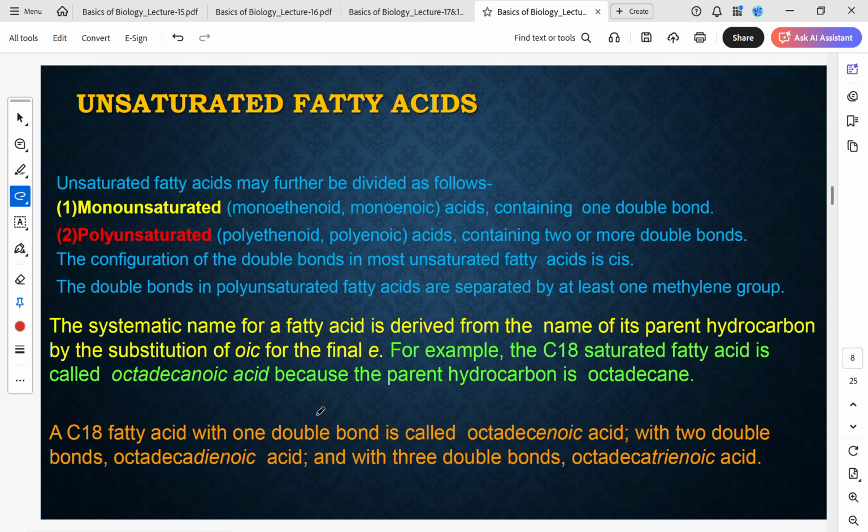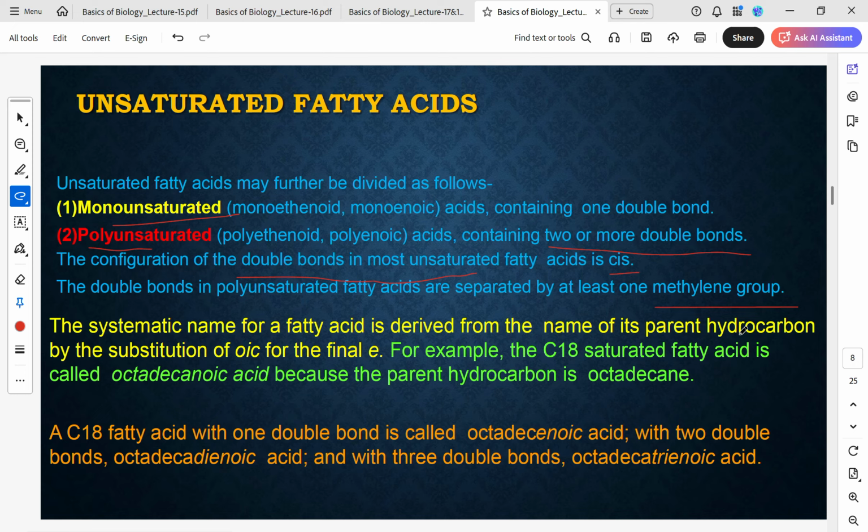So there are saturated fatty acids, where there are no double bonds. Unsaturated fatty acids can be of two types: monounsaturated, where there is only one double bond present in the whole molecule, or polyunsaturated, containing two or more double bonds. These double bonds can be present in cis form, where the configuration of double bonds is on the same side, and the double bonds in polyunsaturated fatty acids are usually separated by at least one methylene group.